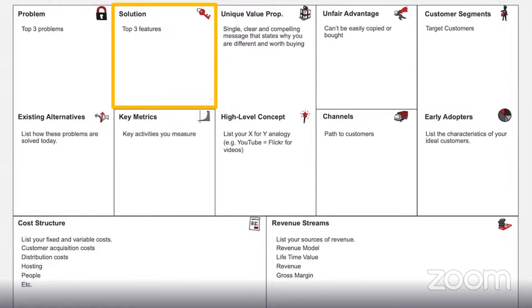Then we start to write the solution. So the solution is that we create a device that makes you accessible and gives you the opportunity to access others and to stay connected. Okay, these are the top three features. Why only three features?